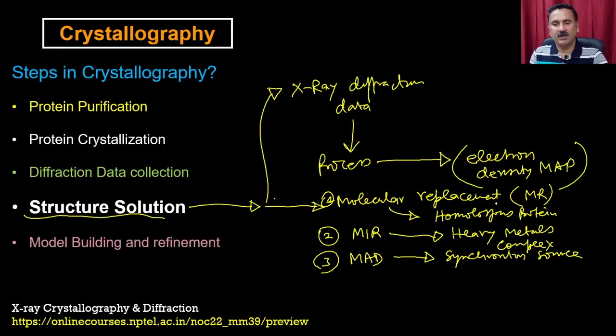Which of these methods you use depends on the condition. If you have a homologous protein, you can use molecular replacement. If you are working with a new protein and a new fold, then you have no choice but to try either the MIR method or the MAD method.